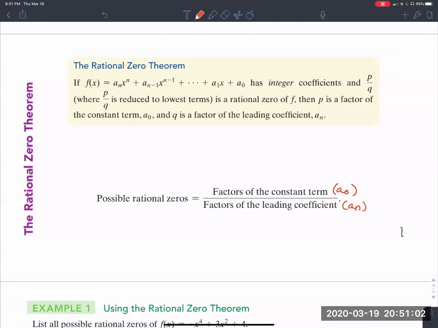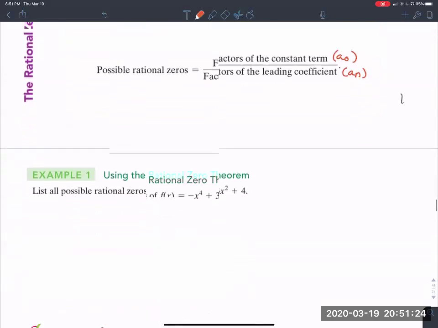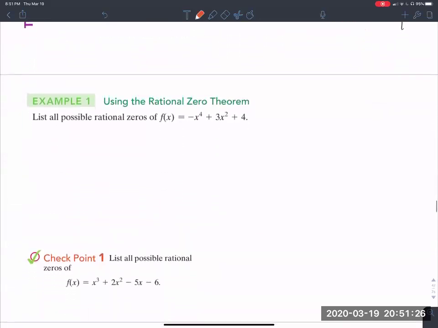So it says that if I have rational solutions for a polynomial, that doesn't say it must have them. It says if I have rational solutions, then they are the result of making fractions formed from the factors of the constant term divided by the factors of the leading coefficient. So, for example, let's take this situation.